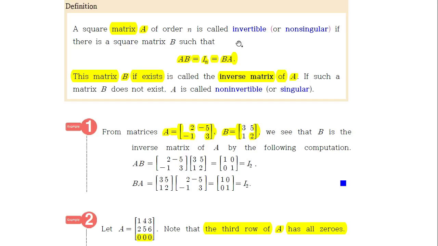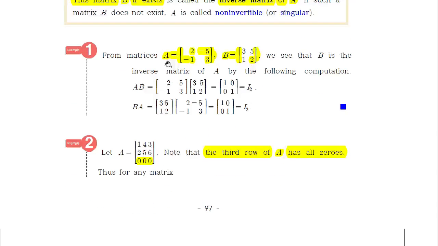For invertible, we also use the terminology singular and non-singular. An invertible matrix is called a non-singular matrix, and a non-invertible matrix is called a singular matrix. So for these matrices A and B, if we multiply A and B, then AB is the identity matrix and BA is an identity matrix. So B is an inverse matrix of A, and A is an inverse matrix of B.